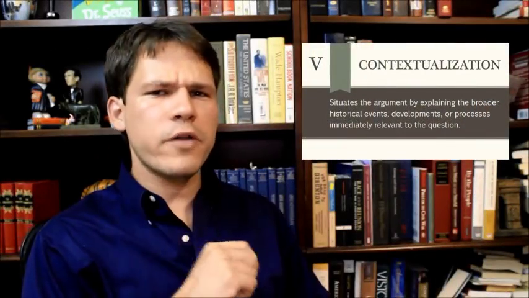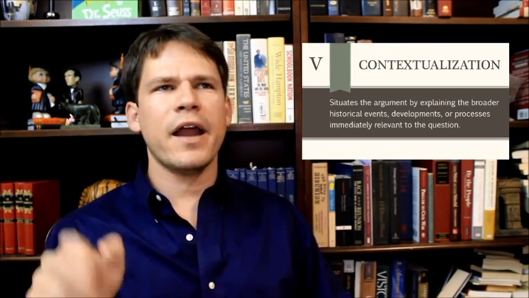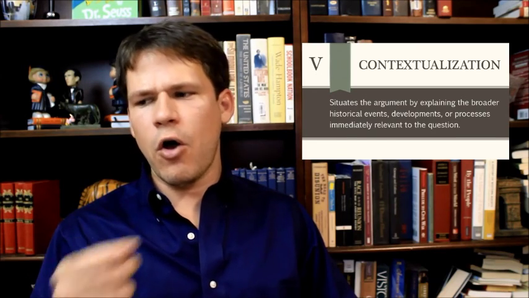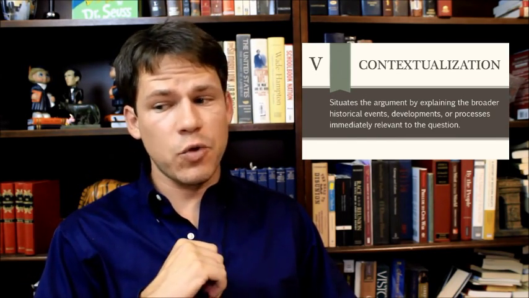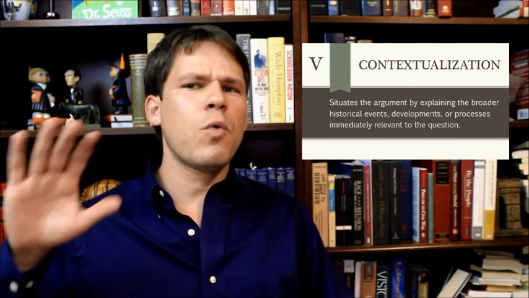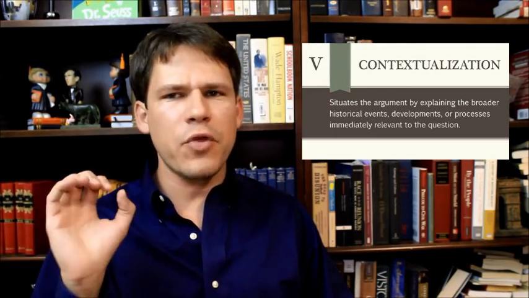So now we move on to the outside information points, all right, where we're looking at context and evidence. First of all, there's point 5, contextualization. Situates the argument by explaining the broader historical events, developments, or processes immediately relevant to the question. All right, so you are painting a picture around it. You are showing something bigger.